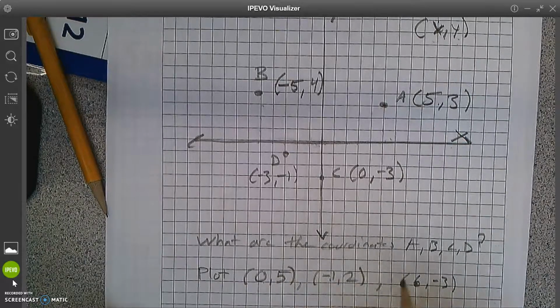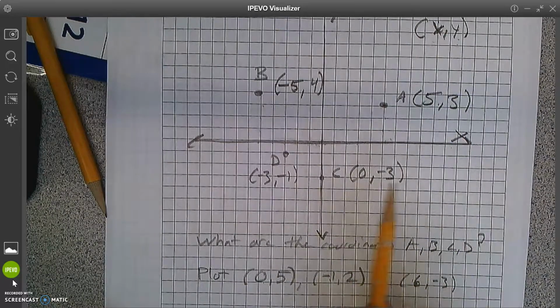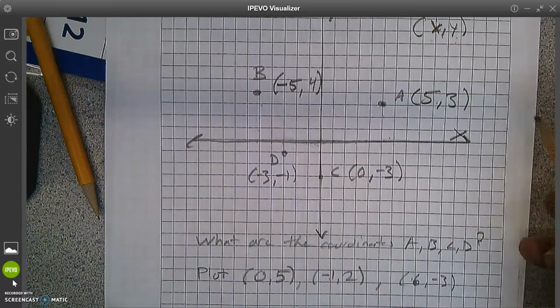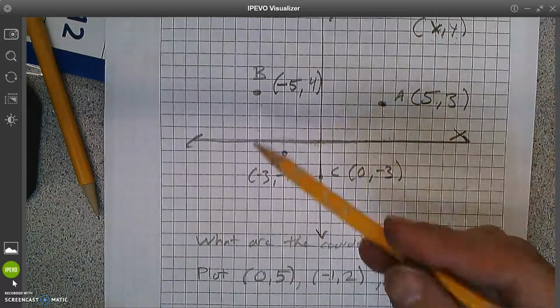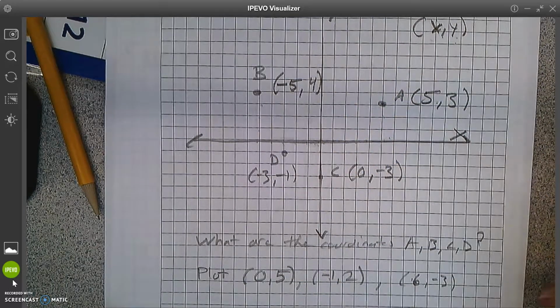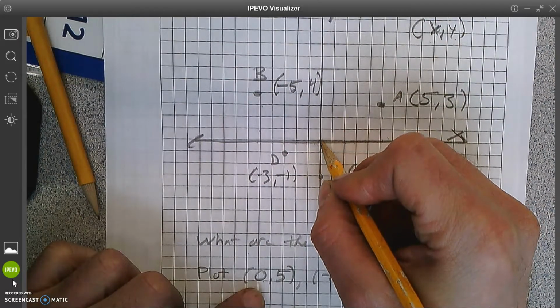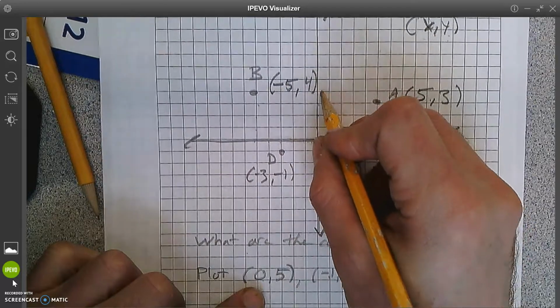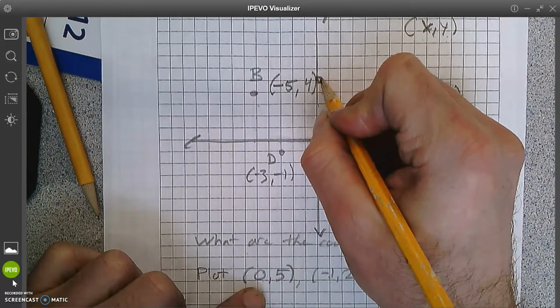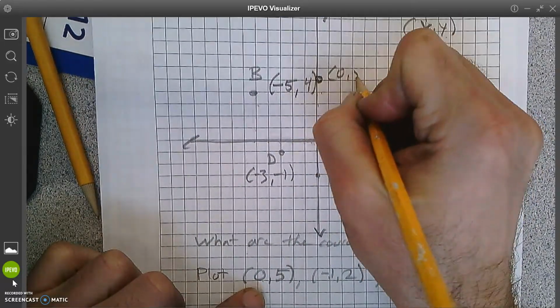All right, so now let's see if we can plot some points right here. So on your coordinate plane, you should be having a coordinate plane just like this. All this should be written down on a piece of graph paper in your study guide or somewhere else. Okay, so plot 0, 5. 0, 5. 1, 2, 3, 4, 5. Bam. That's 0, 5.